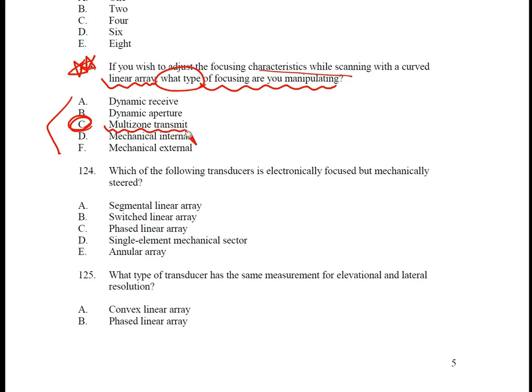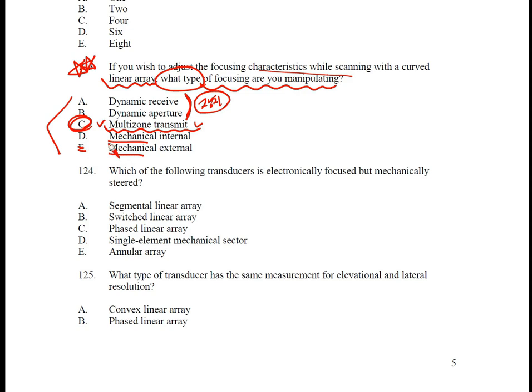In the case of multi-zone transmit, it refers to a term where the examiner can arbitrarily adjust the focus. On the other hand, options A and B are methods where the device itself adjusts automatically. So, rather than the examiner adjusting it, you can think of it as automatic focusing within the equipment itself. Options D and F are examples of typical mechanical focusing. I think it's probably option D.